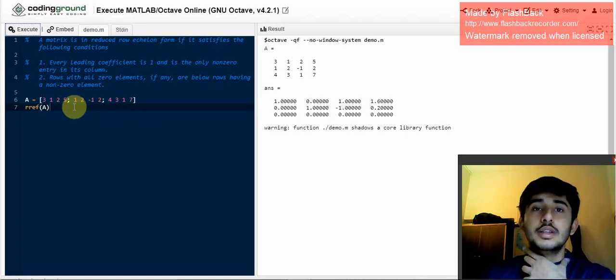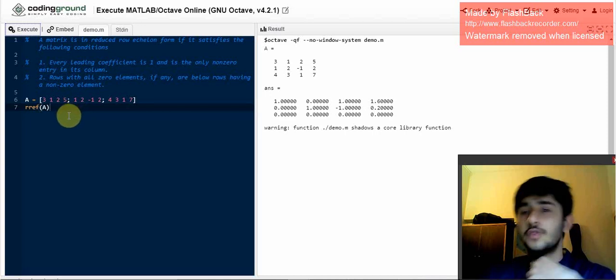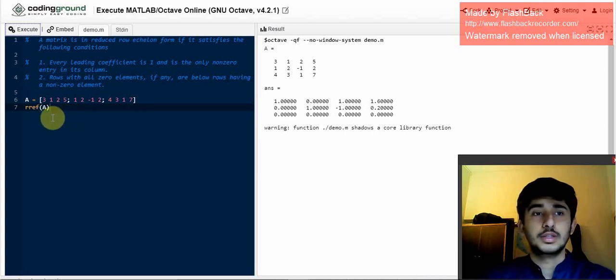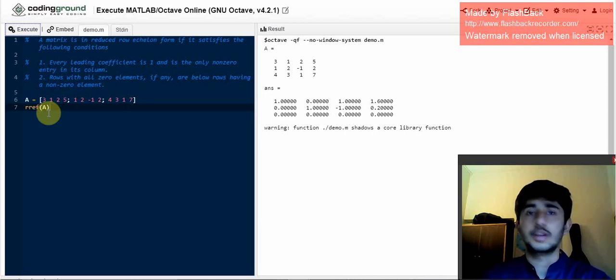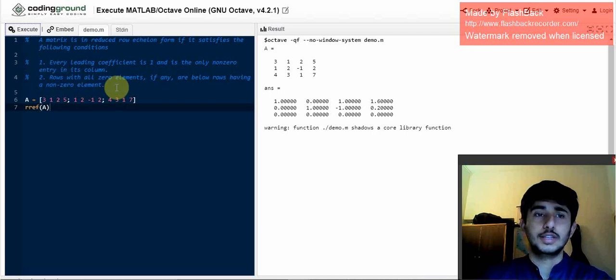One more thing to note here is that the row operations that you follow for getting a matrix into this RREF form need not be identical to those followed by some other person. You do whatever comes intuitively to you, and basically you have to get to this stage where these conditions are satisfied. The method or the path you follow does not matter.